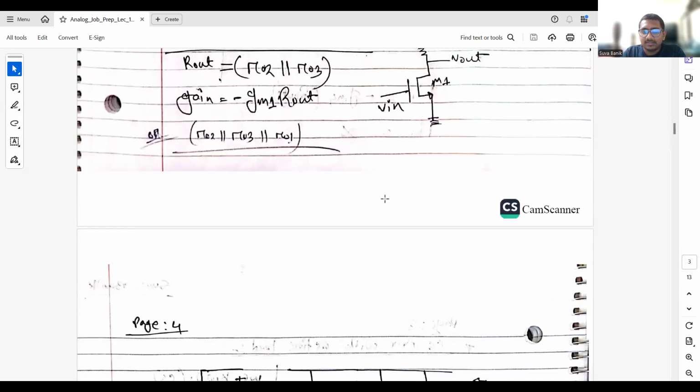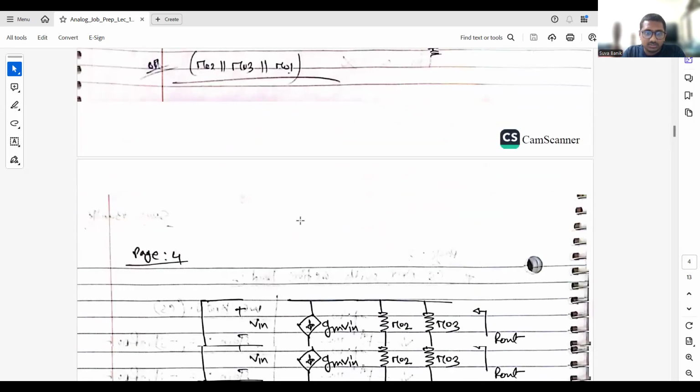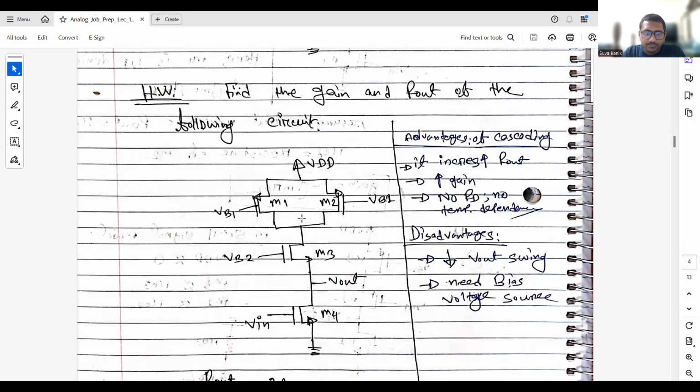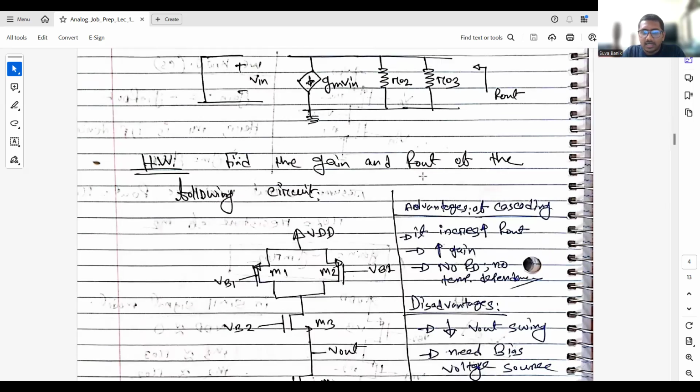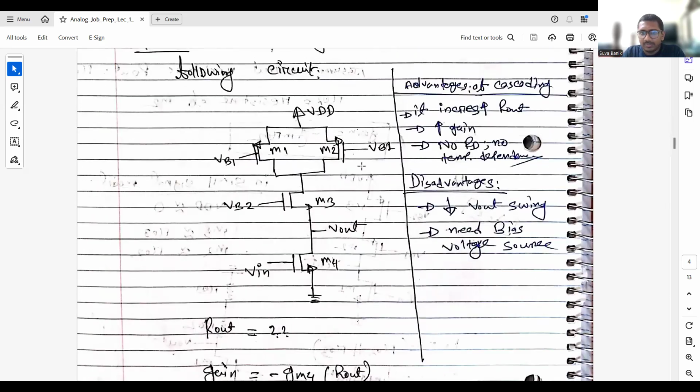This circuit is really crucial. You have to be able to find out the output resistance of this circuit. So, find out the gain and R out of the following circuit. This is the homework. In this case, I am helping you.